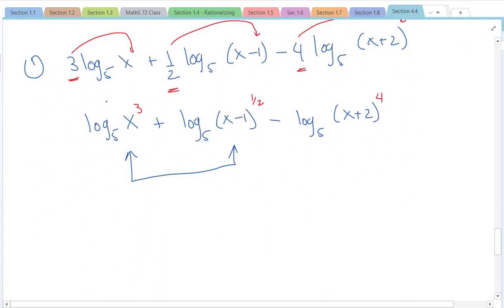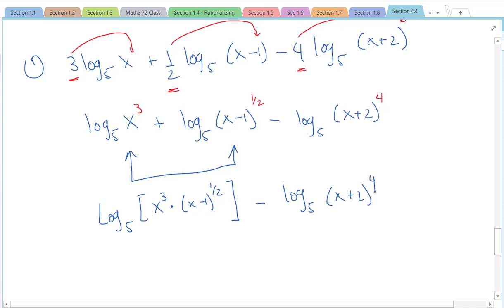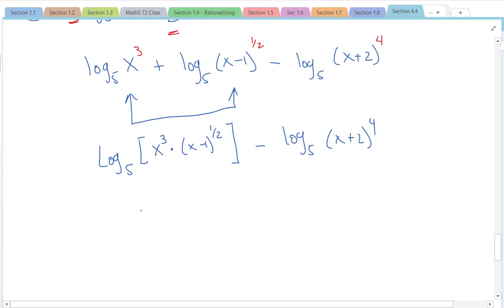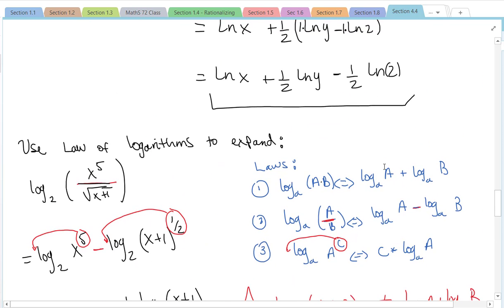So the base is log base 5. So I'm going to have the log base 5 of the product of the insides. So I'm going to have x cubed times x minus 1 to the 1/2. At this point, if you want, you can turn the 1/2 into a square root. I'm just going to leave it like this. Then I'm going to have log base 5 of x plus 2 to the 4th. And notice again, I have two logs, log base 5 of something minus log base 5 of something else. So I have two log quantities with a minus in between.